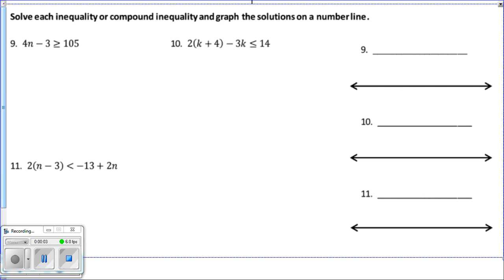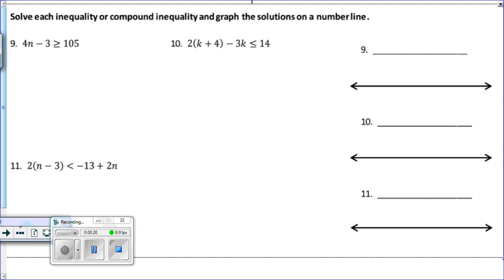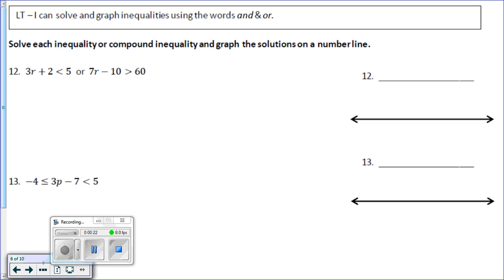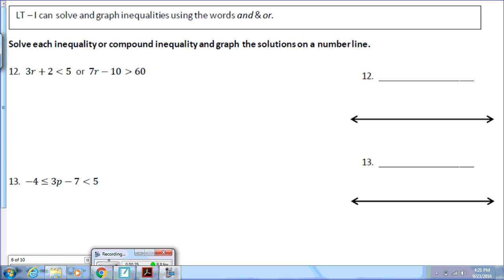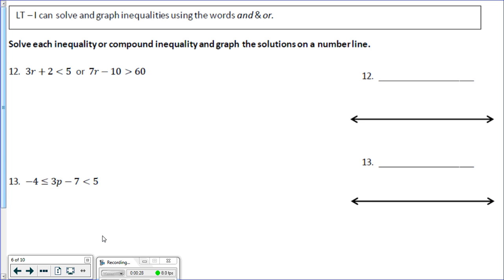Alright, so this is the second half of our chapter review. We're going to start on number 12. So let me get to the next page. Alright. So we are going to start with number 12. The learning target was I can solve and graph inequalities using the words and or. Solve each inequality or compound inequality and graph the solution on the number line.